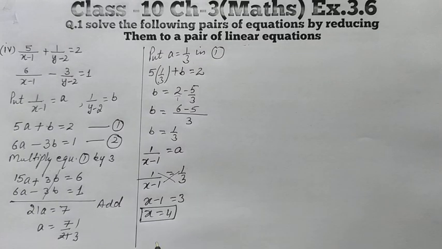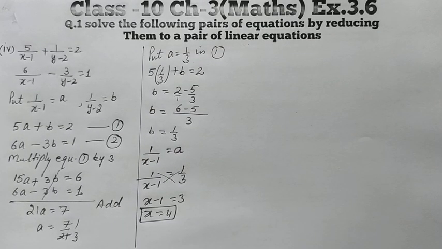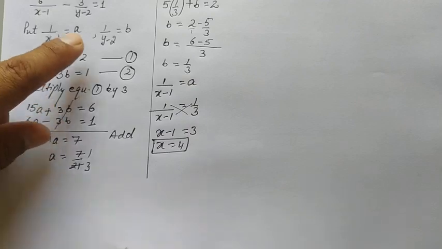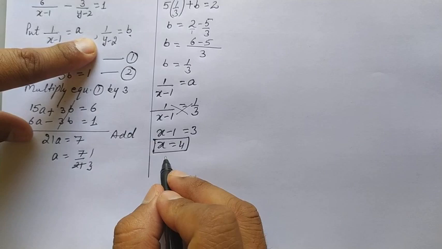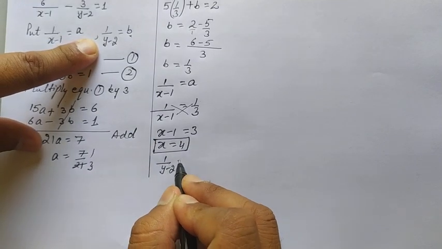Similarly, we'll get the value of y also. So we'll put the value of b as 1 by 3 here. So we have this equation, 1 over y minus 2 is b.